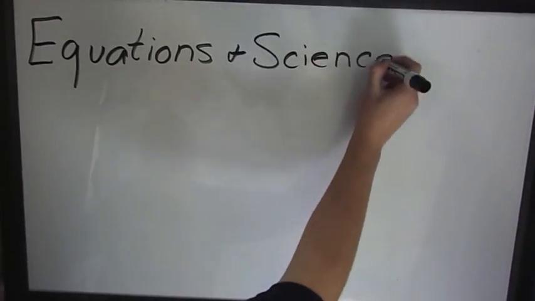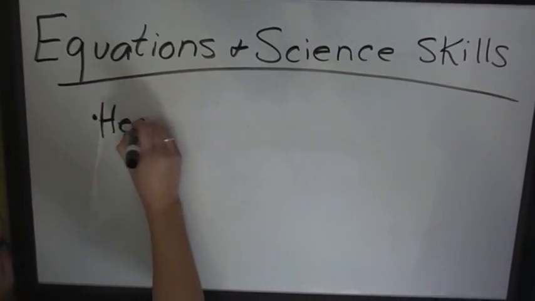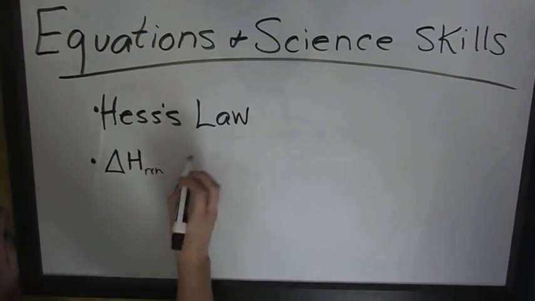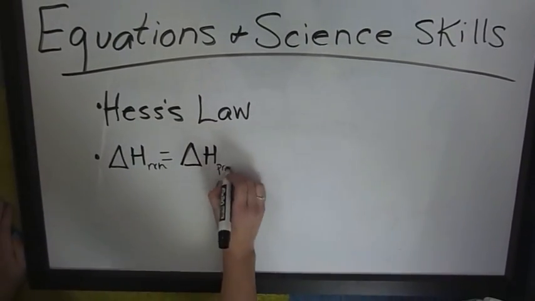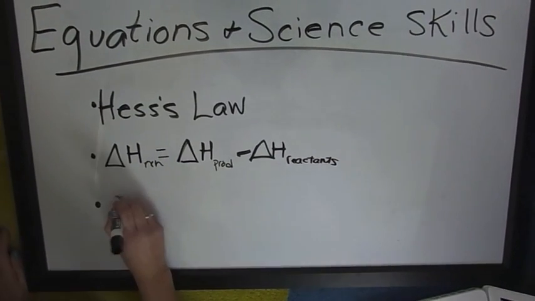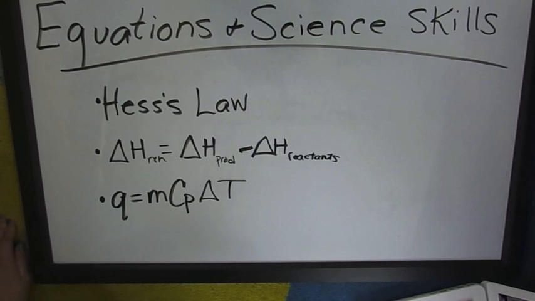The first is Hess's law. It states that the enthalpy of a reaction is equivalent to the sum of the enthalpies of its steps. We also use the equation that states that the enthalpy change of a reaction is equal to the heat of formation of its products less that of its reactants. Finally, we use the fact that the heat of reaction is equal to the mass of the system times the specific heat times the change in temperature, or Q equals mCp delta T.